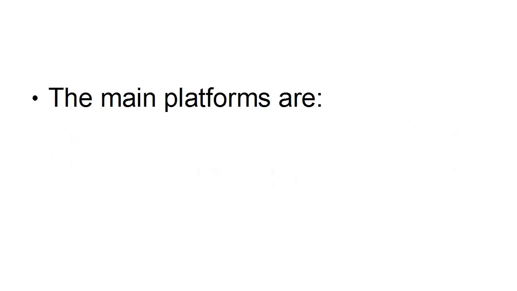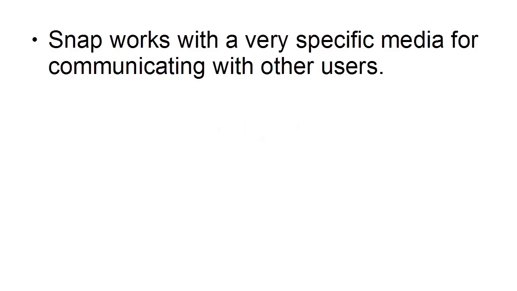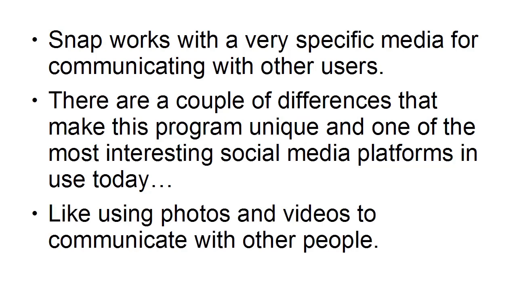The main platforms that we're going to cover in this video are Snap, which was formerly known as Snapchat, Vine, and Periscope. Now let's take a look at Snap. This used to be called Snapchat, but it recently changed its name and it's going into hardware as well as software. Now, Snap works with a very specific media for communicating with users. And there are a couple of differences that make this platform unique and one of the most interesting social media platforms in use today. Like using photos and videos to communicate with other people.